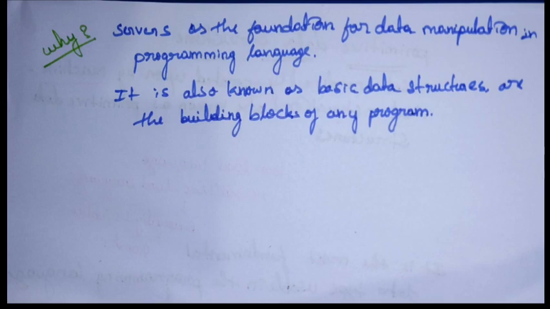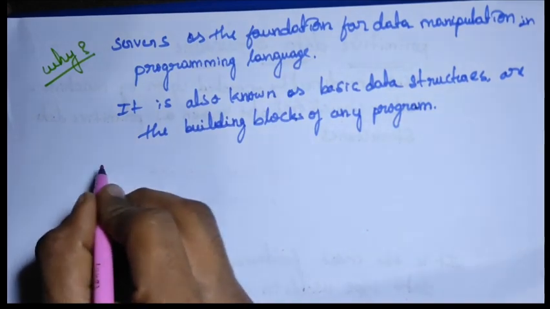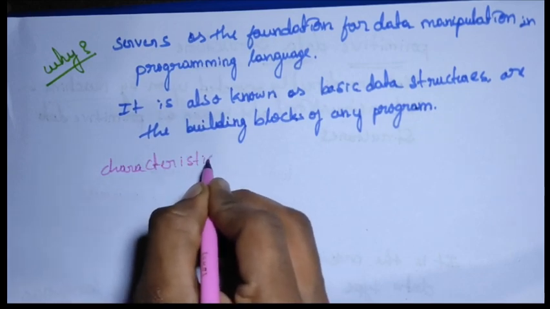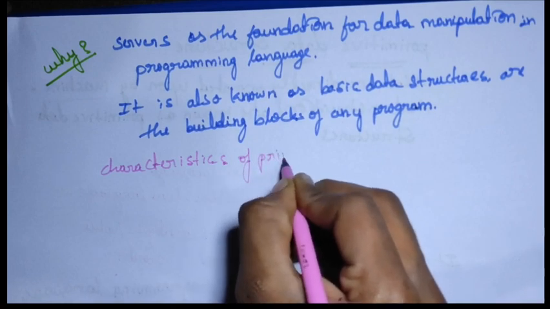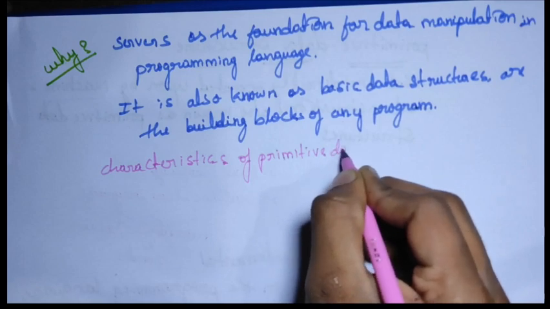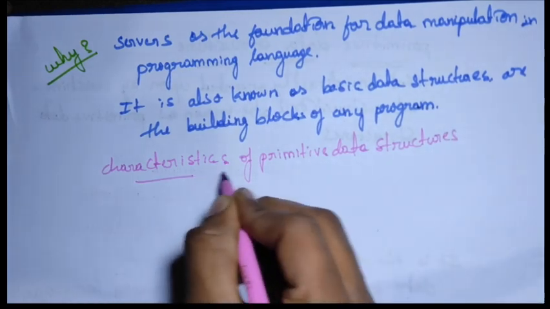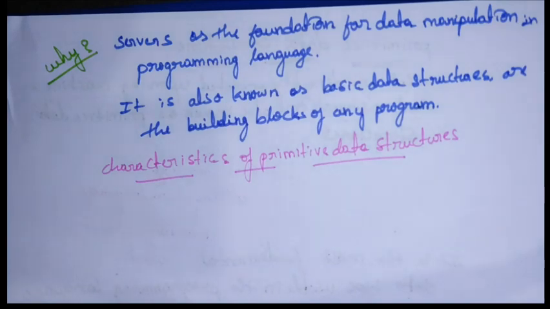So next we will move on to the characteristics of primitive data structures. There are several characteristics that make them different from complex data structures such as an array or linked list. While compared to the non-primitive data structure, it has several characteristics. First I will list them out.